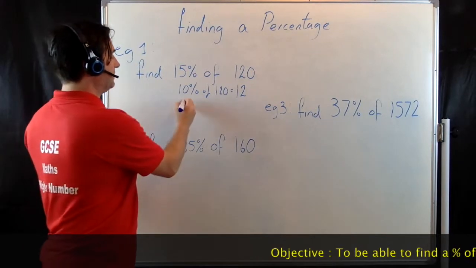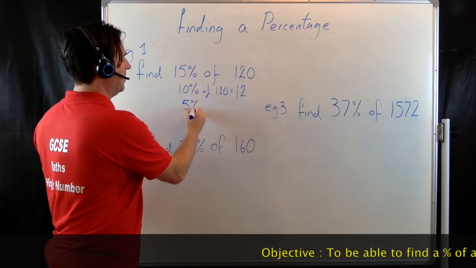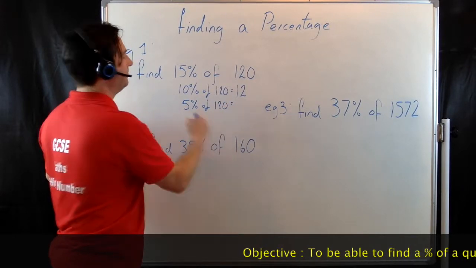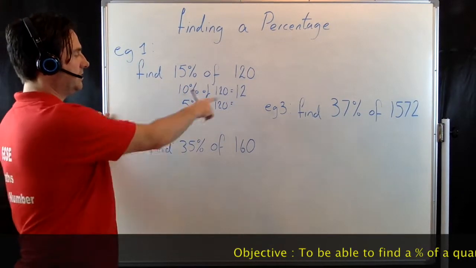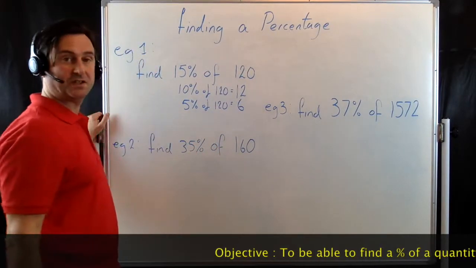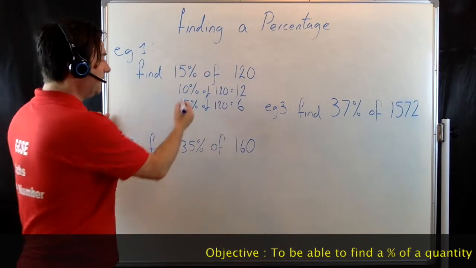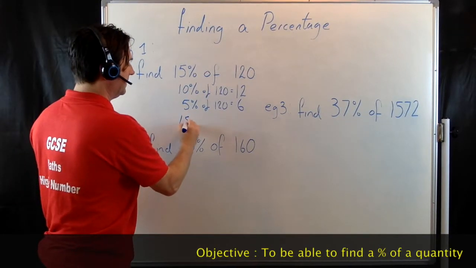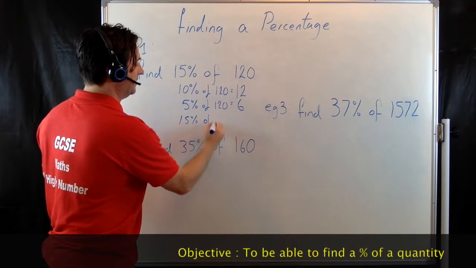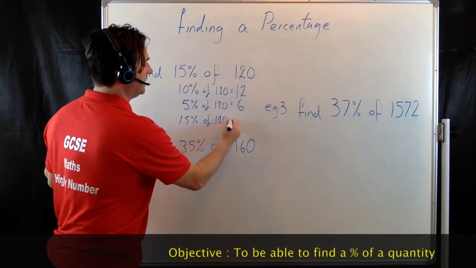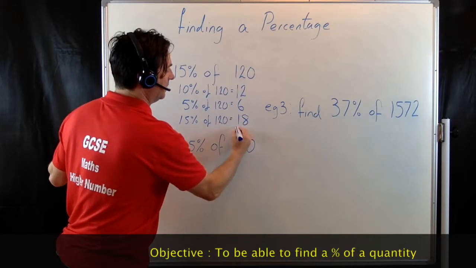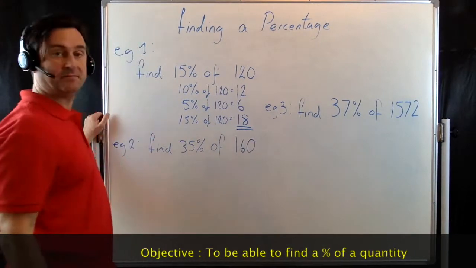Now I'm going to find 5%. 5% of 120 will be half of what 10% was. 10% is 12, so 5% is going to be half of 12, which is 6. So to find 15%, I'm just going to add these two together. 15% of 120 is going to give me 12, add the 6, which gives me my answer of 18.